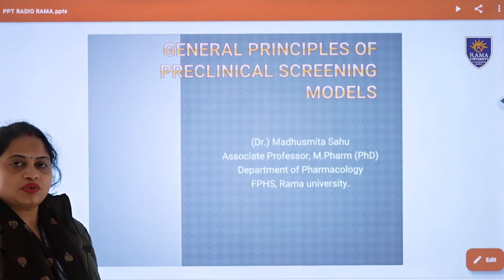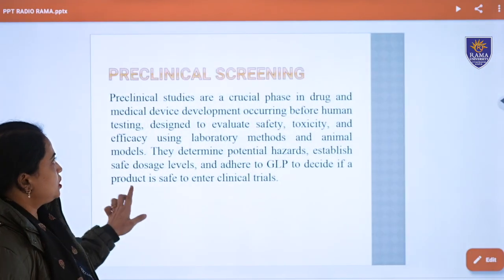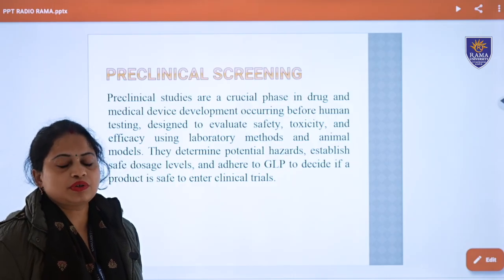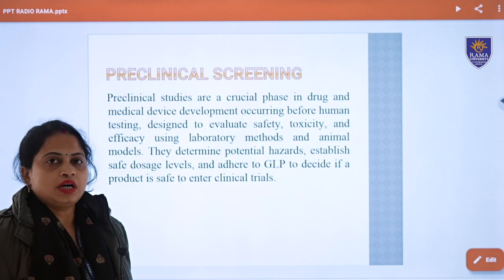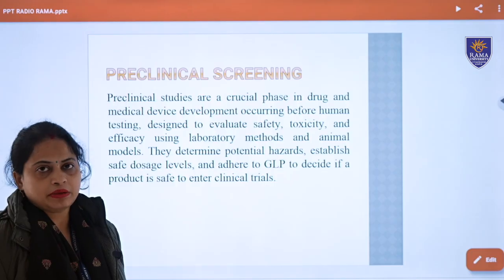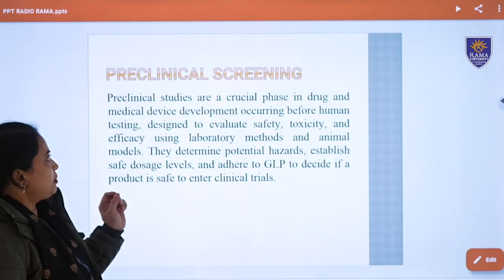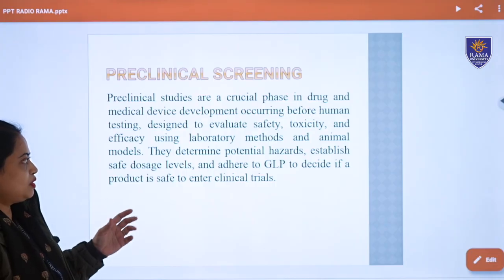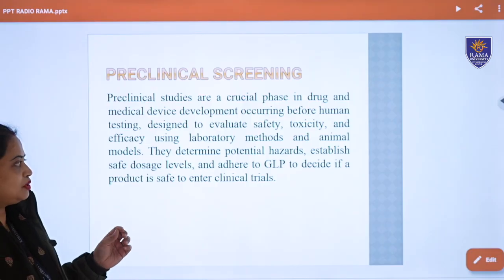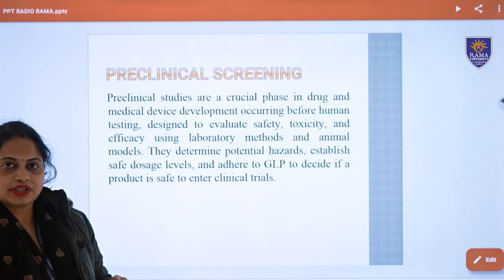Today I am going to present a topic about the general principles of preclinical screening models. First of all, we should know what preclinical screening is. Preclinical screening is a crucial part of the drug discovery and development process to identify a new chemical compound by using different animal models before it enters into clinical trials. Through these preclinical testings or screening models, it determines the potential hazards or establishes safe dosage forms and, adhering to good laboratory practice, decides if the product is safe to enter the clinical trial or not.